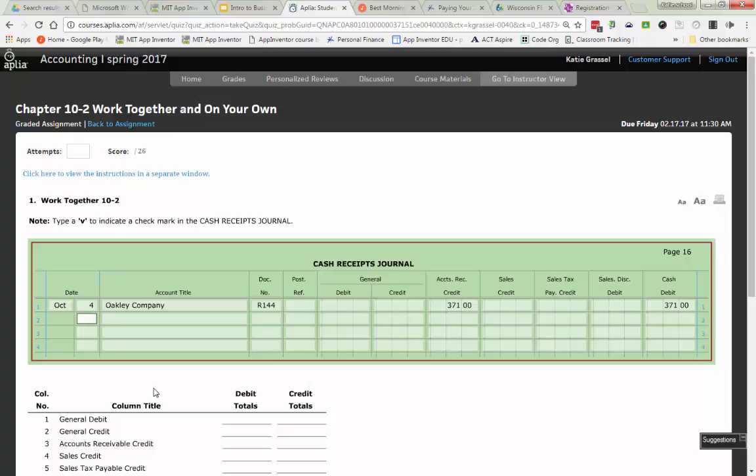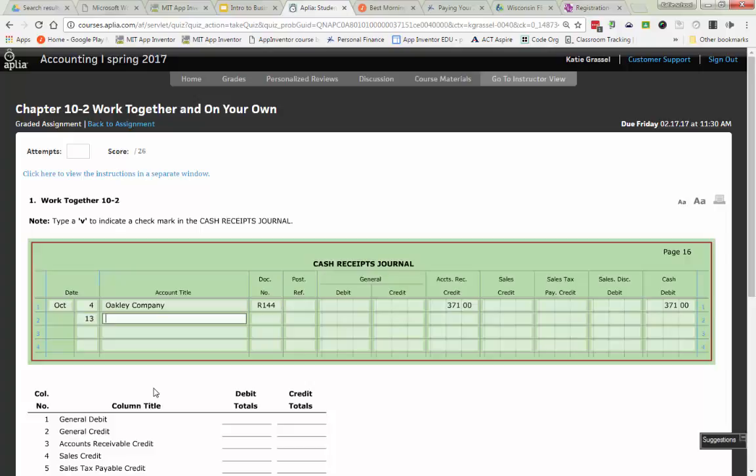The 13th, recorded cash and credit card sales $8,361.60 plus sales tax of $501.70 for a total of $8,863.30. TS 43. So I'll put the date of the 13th.